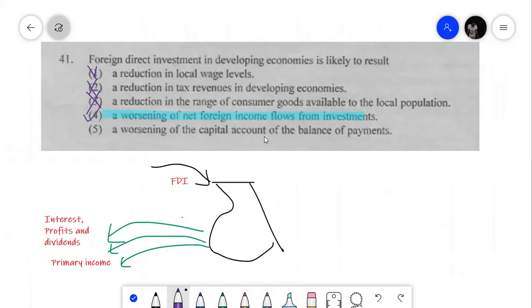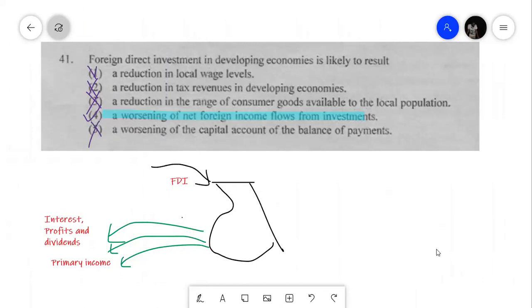And then worsening of the capital account, no guys. The capital account is actually not affected now. Foreign direct investment comes in the financial account. So the financial account is not worsened, it becomes better. And again, not the answer. 41 is 4. Okay.